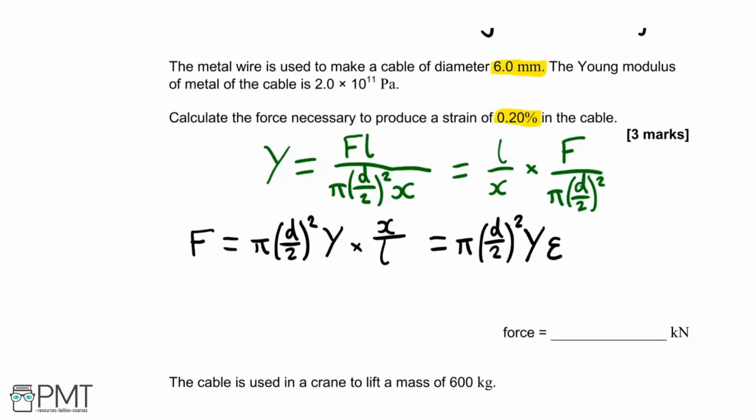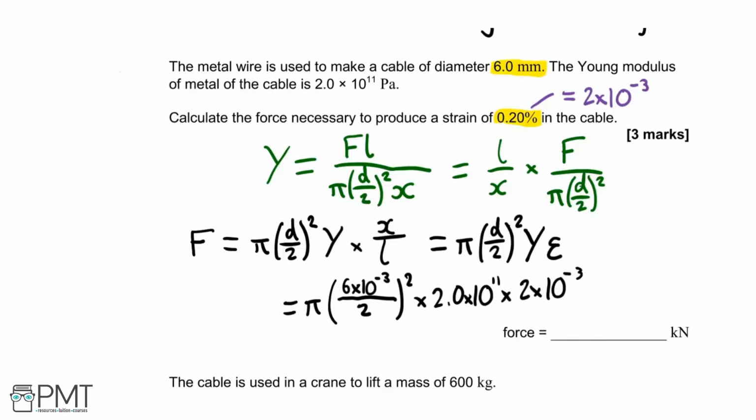And you'll notice that instead of saying X divided by L, I've just written the epsilon, which represents the strain. So let's just write down what that strain actually is. The strain is actually 2 times 10 to the power of minus 3. Remember, it's 0.2%, and 1% is 0.01. So let's substitute the values in. And that should give us a value of 11,300 newtons. So actually, when we convert that to kilonewtons, that's going to be 11.3.